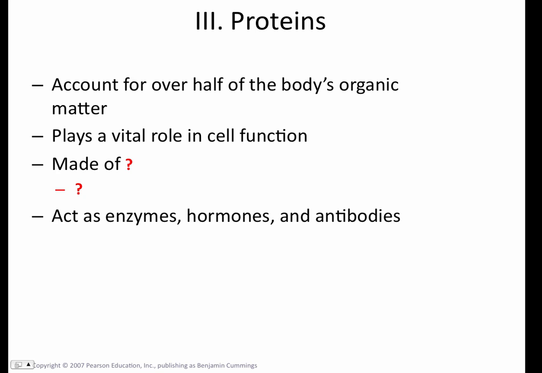Next category, we're going to look at our proteins. And proteins account for over half of the body's organic matter. And because of that, they play a vital role in cell functioning. There are actually about 100,000 different types of proteins in our body alone. And why are they so important? Because they create and initiate a lot of the chemical reactions in our body. So these are made of building blocks called amino acids.